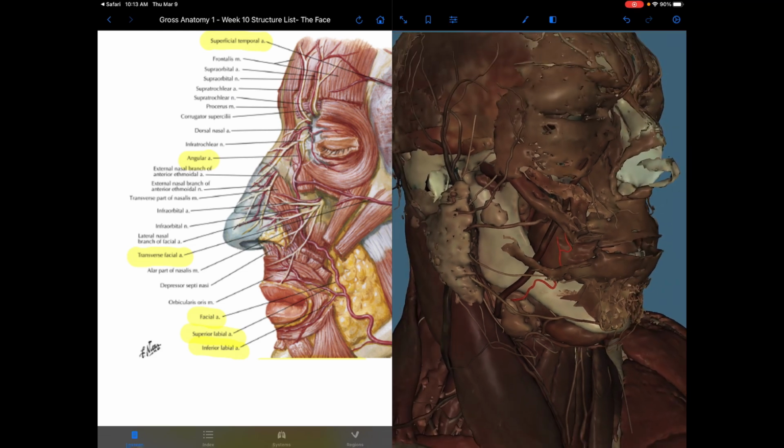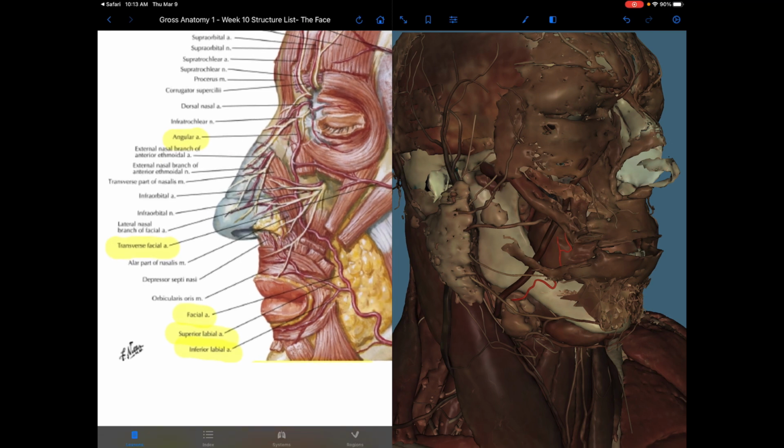Now, its branches will anastomose freely with the branches of the maxillary and ophthalmic arteries, and with branches of the facial artery of the opposite side. So some of the branches in the face include the superior and inferior labial arteries, the lateral nasal artery, and the angular artery; the lateral nasal artery actually comes from this angular artery. And this one anastomoses with the dorsal nasal artery, which is a branch of the ophthalmic artery.